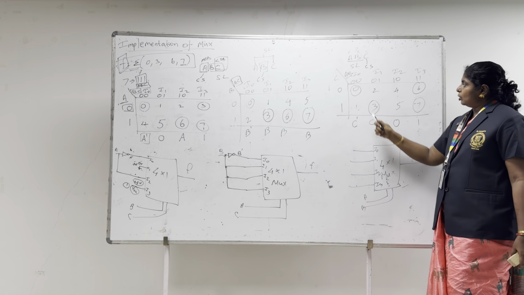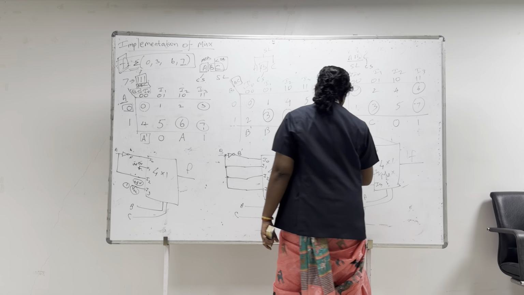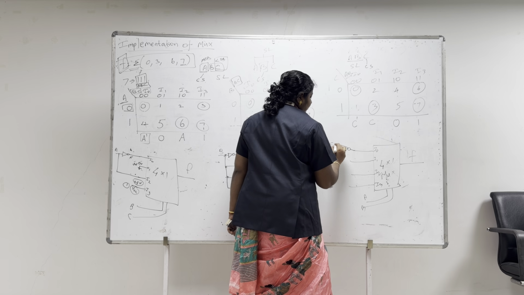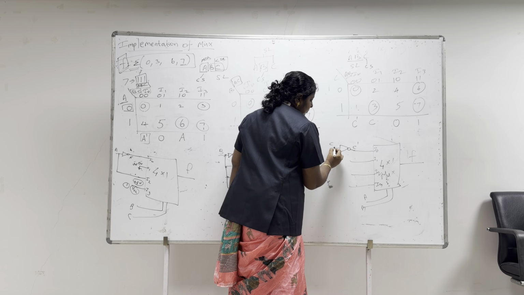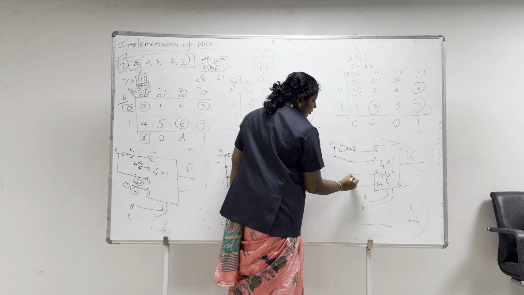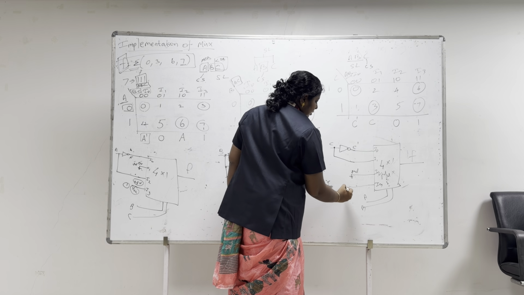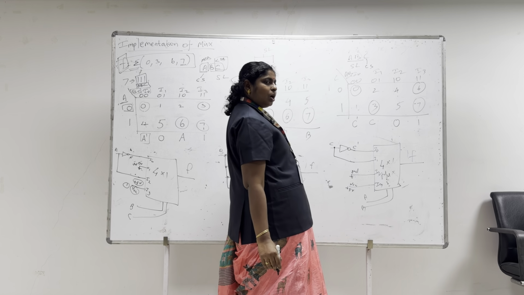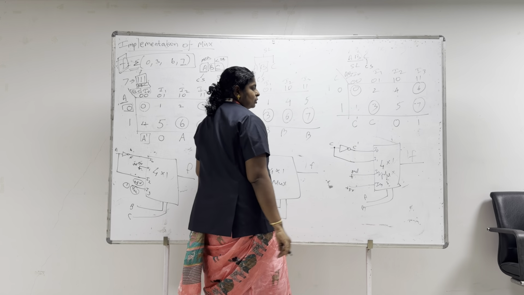So A and B. I0 is C bar, therefore C bar. And this I1 is C, therefore C. I2 is 0, right? Therefore ground. I3 is 1, therefore plus 5 volt or VCC. Both need not be written. So plus 5 volt is enough. This is also enough. Okay.